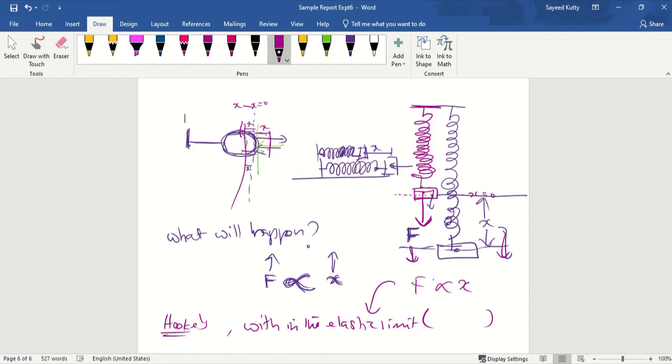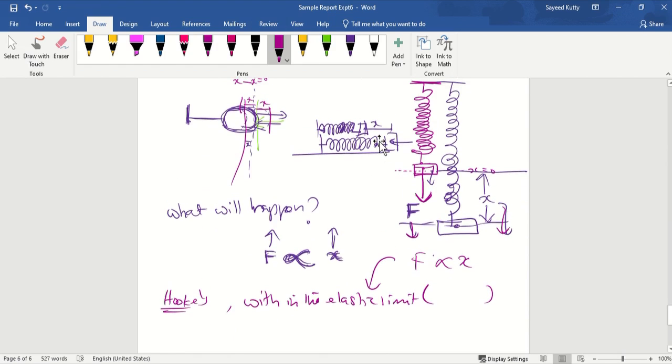Within the elastic limit, F is proportional to X. And one more thing, what is F here? In fact, the moment I apply a force, there is a force developed in the spring. What force? The force that you are applying is called the deforming force. Why do we call it the deforming force? Because I apply a force to this spring and the spring's shape is changed, so it is deformed. So that's what we call the deforming force.